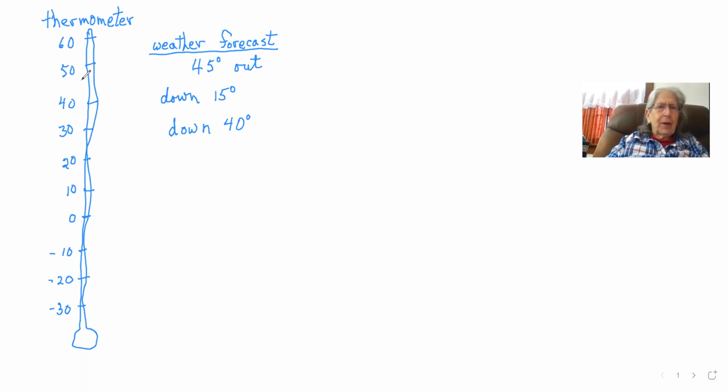Here we are at 45 degrees. It's going down 15. We know how to do that. We go down 5 to 40 and another 10 to 30. Or we can say 45 minus 15 is 30. And we've arrived here. Then it's going down another 40 degrees.